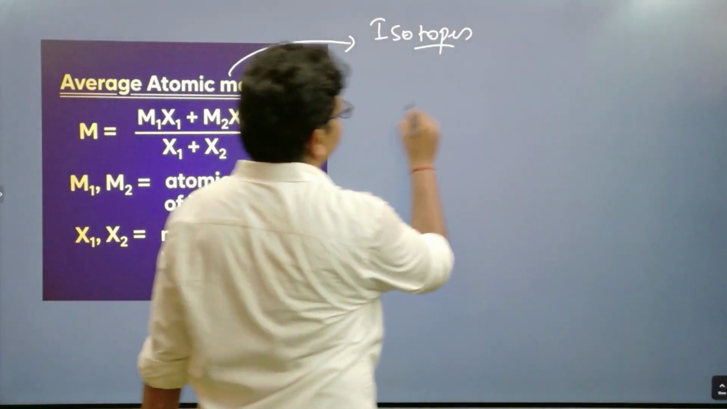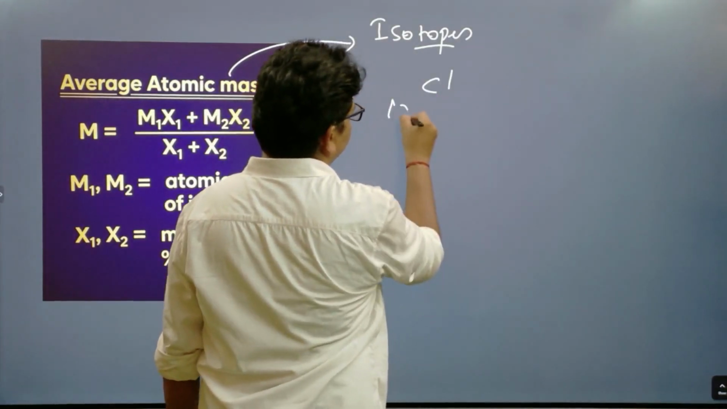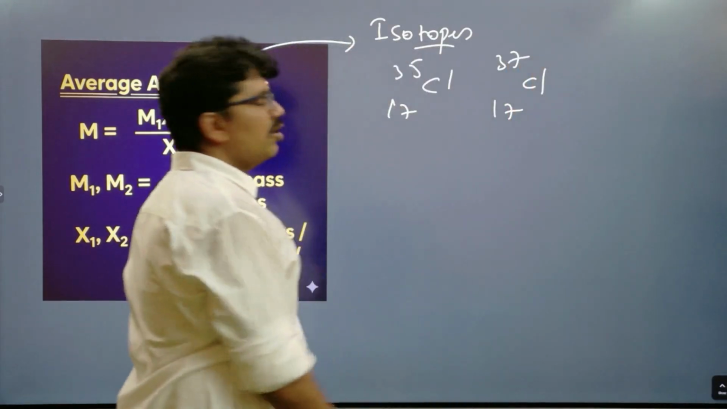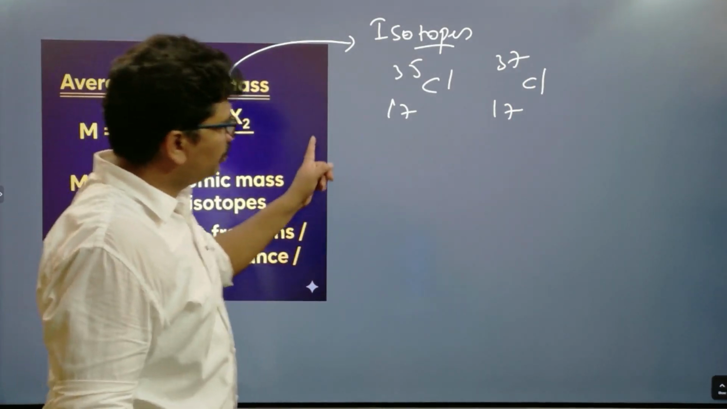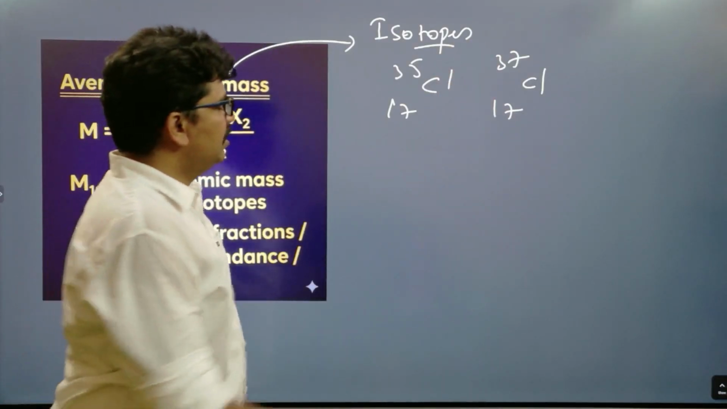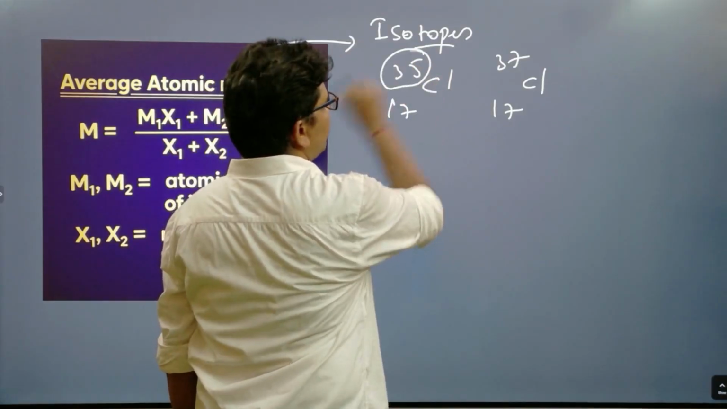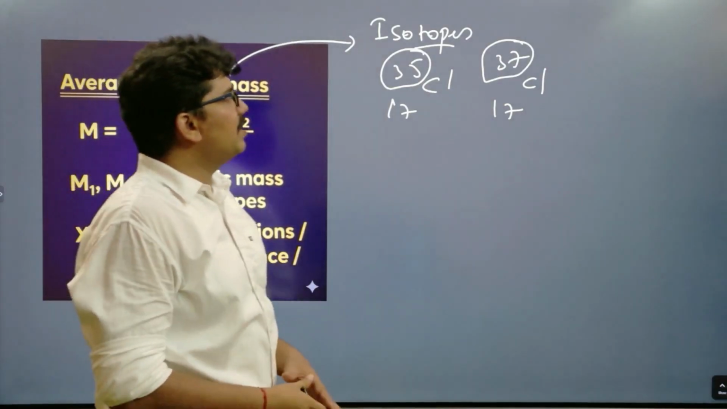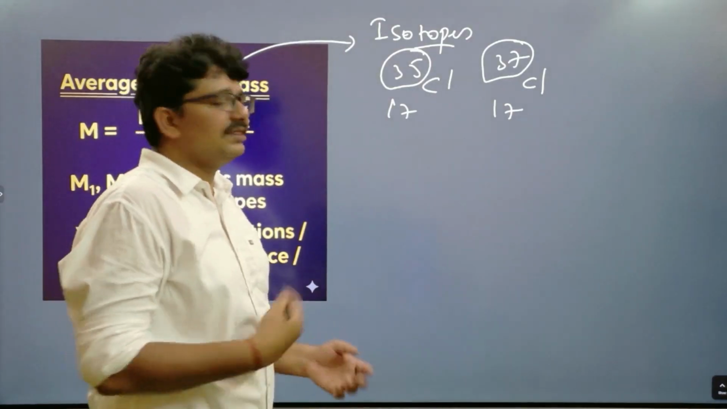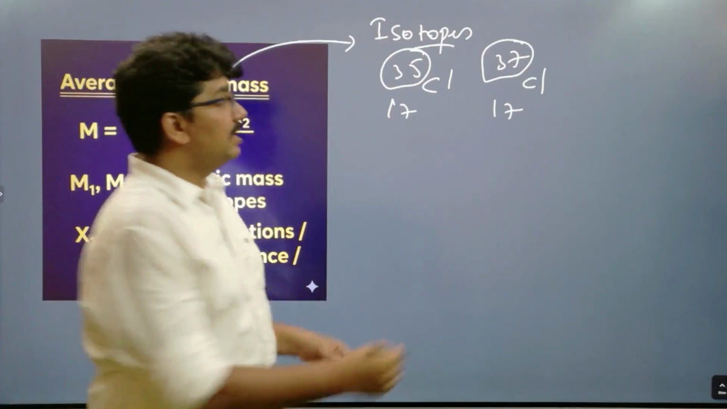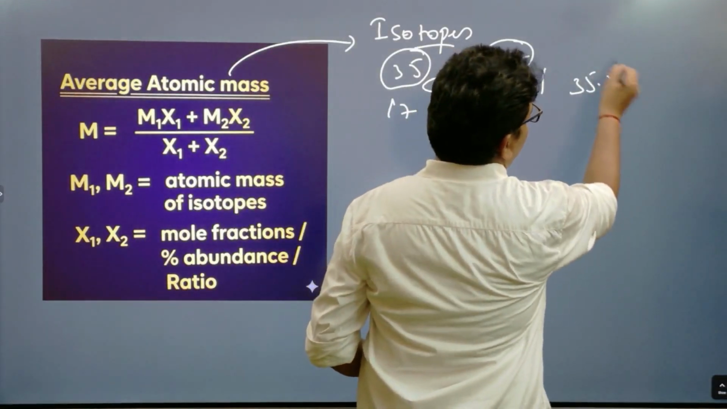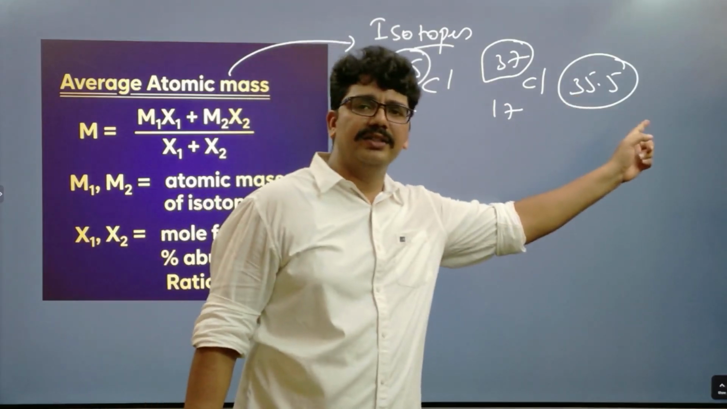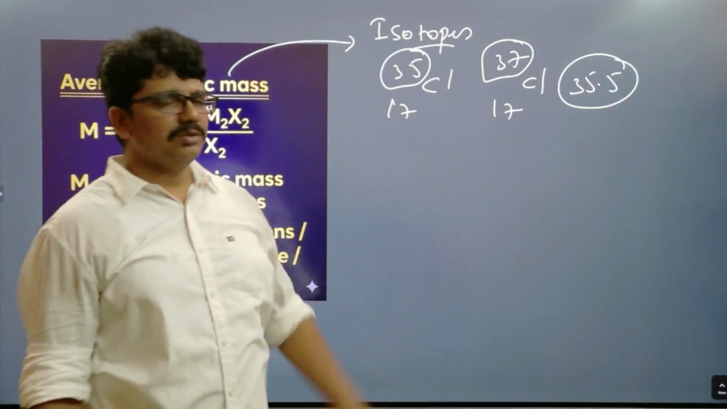Suppose I have chlorine-35 and chlorine-37. Chlorine has two isotopes. Isotopes means same atomic number, different mass numbers. First isotope atomic mass is 35, second isotope atomic mass is 37. But what is the atomic mass of chlorine? Is it 35? No. Is it 37? No. It is 35.5. Chlorine atomic mass is 35.5. It is not 35, it is not 37. What is this 35.5? Average atomic mass.